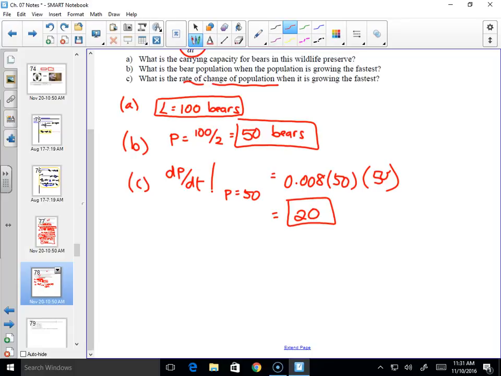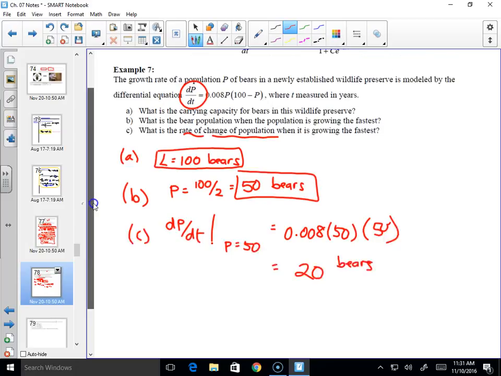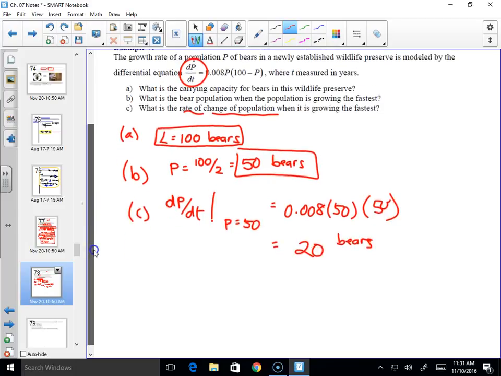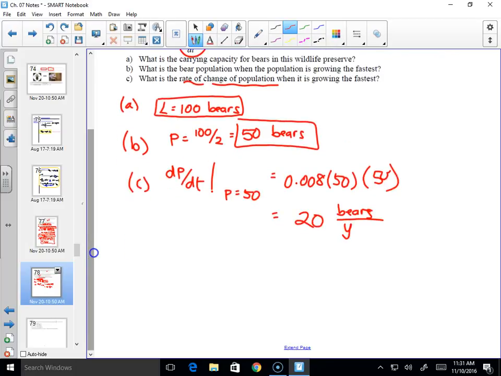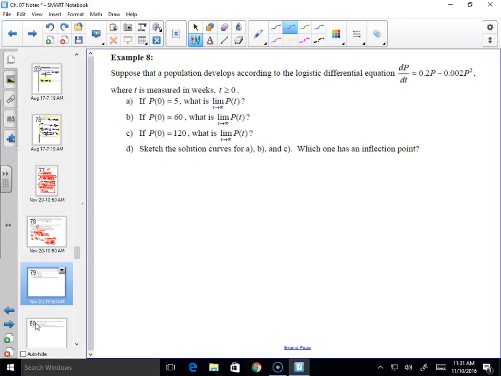And technically, what would the units be? Ooh, who put units? Me. Nice. What was it? Bears per unit time. They don't tell you the unit time at all? Years. 20 bears per year. God bless the bears. Good job.